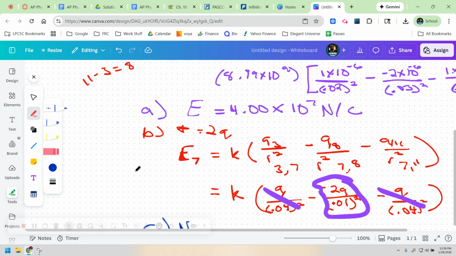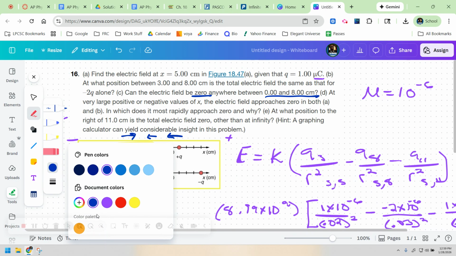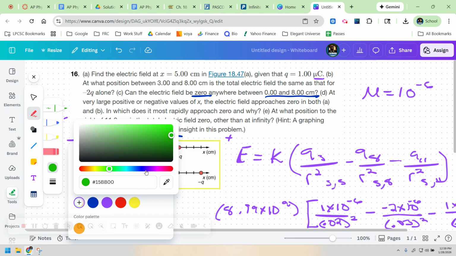All right, let's work on part D. For part D, at a very large positive or negative value of x, the electric field approaches 0. Okay, so for D, they're saying, okay, now we're going to expand beyond that. Let's do whatever color this is. We'll do green. And I got the right thing.